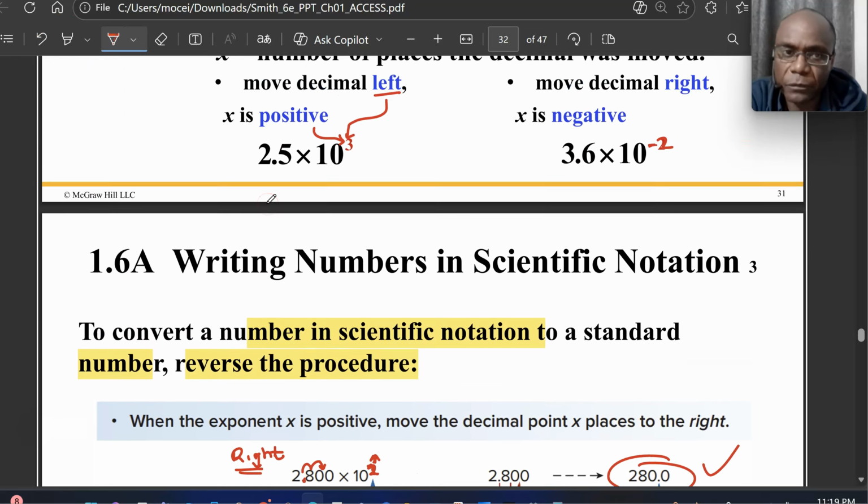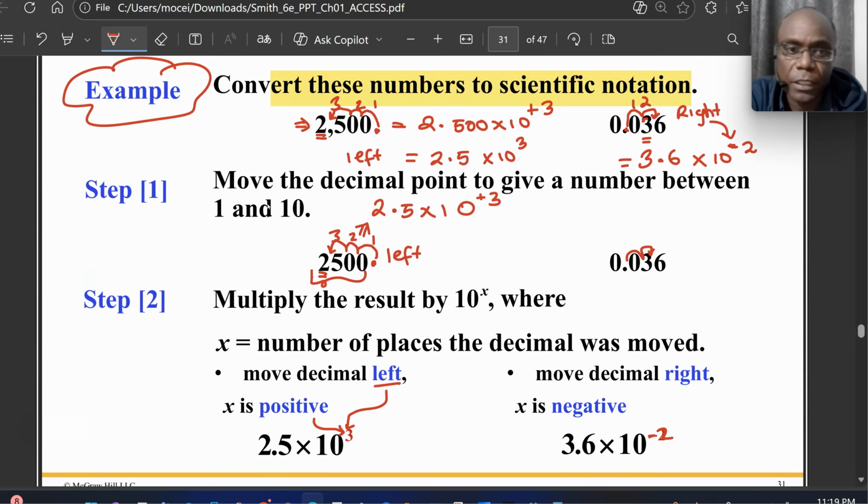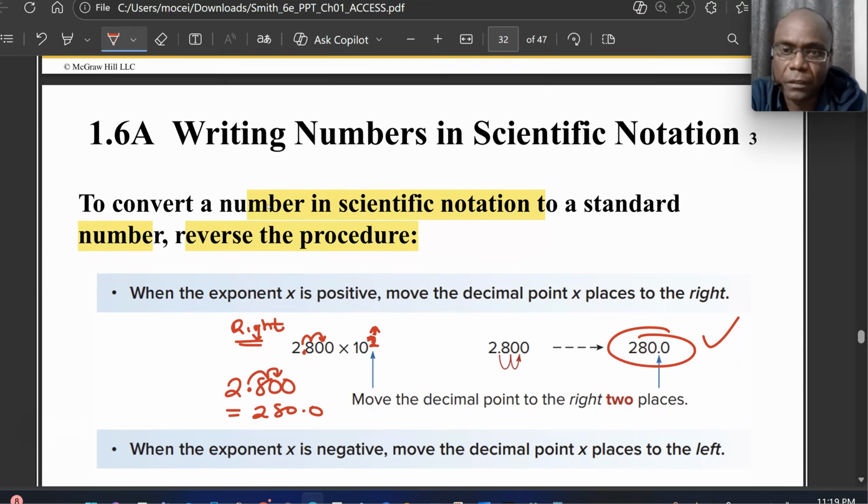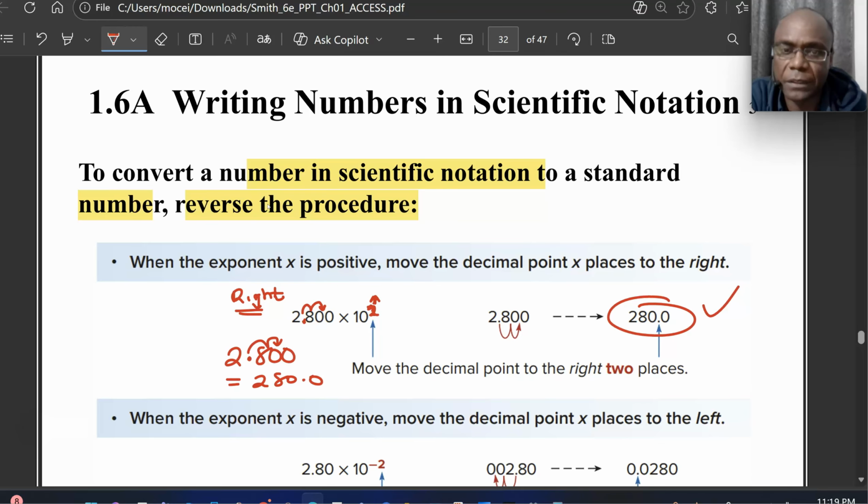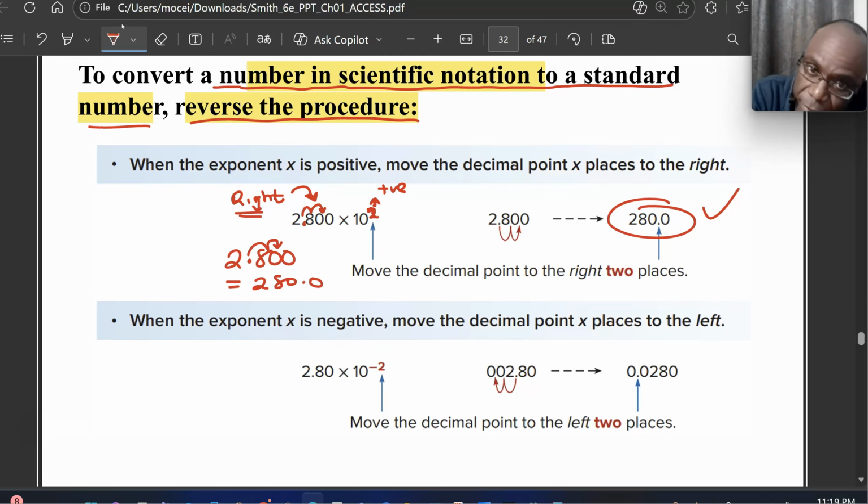Remember, when you're going from standard to scientific and we are moving the decimal point to the right, the exponent was negative. Okay, so now here we are moving from scientific to standard. We are moving to the right because our exponent is positive. That's why we are saying to convert a number in scientific notation to a standard number, the reverse procedure applies. Reverse of what we did, converting standard to scientific. Now it's scientific to standard.